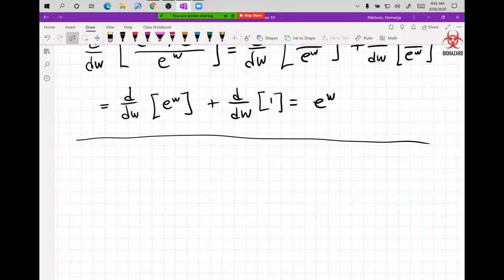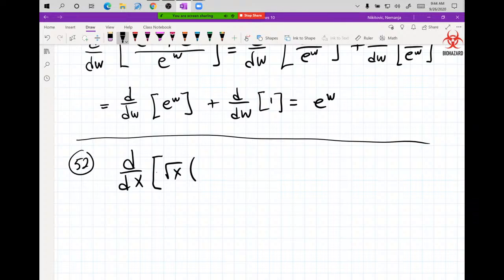All right, one more of these, and then we'll talk about higher order derivatives. So what is the derivative of, oops, we use the square brackets, square root of x times square root of x minus x to the 3/2. Just to make it a little bit more annoying.